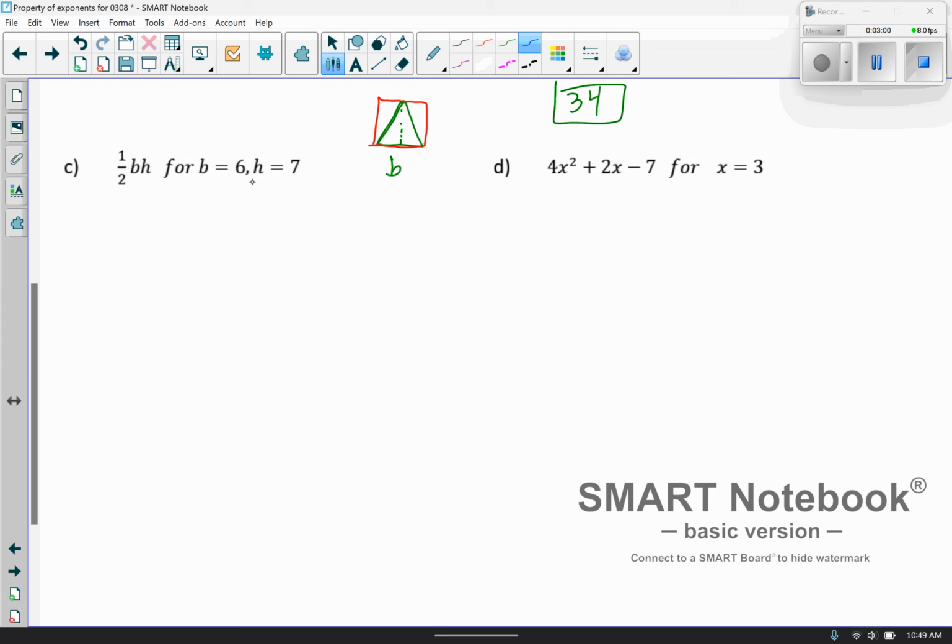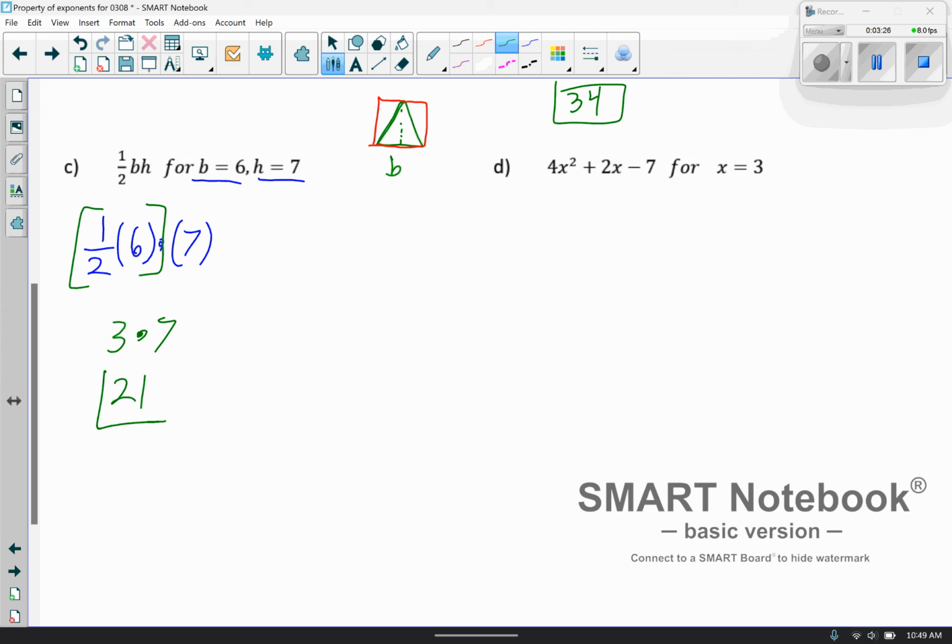Okay, so let's go ahead and substitute these values in. So I'm going to have 1 half times the b value, which is 6, and then times my h value, which is 7. Now the order I multiply this doesn't really matter, but I'll just go from left to right here. So 1 half times 6, basically half of 6, would be a 3. And then we're going to multiply that by 7. 3 times 7 is 21.